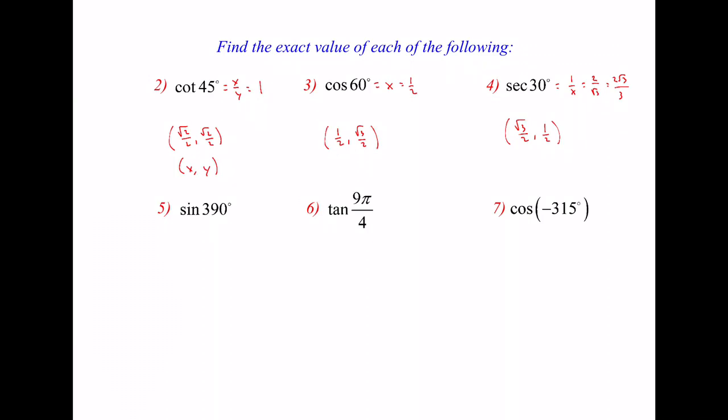Sine of 390. Now, 390, we can actually take 390 and subtract 360 degrees, and still get sine of 30 degrees. So our 30-degree ordered pair is square root of 3 over 2, 1/2, and sine represents the y value, and the y value is 1/2.